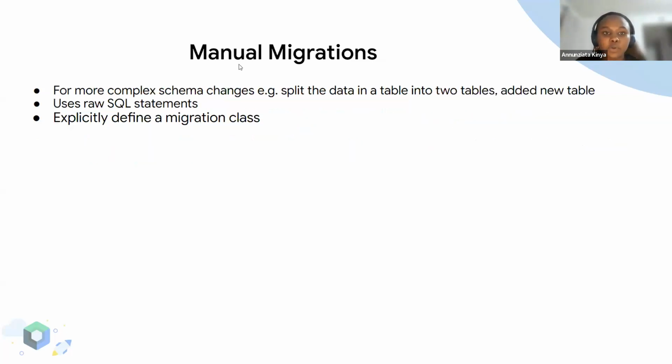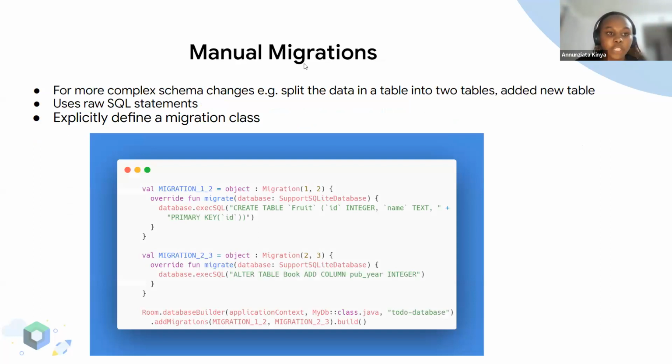So the next bit is manual migration. This works for more complex schema changes. For example, you're trying to split data in a table into two tables, or you're trying to add new tables to the table that was existing. For this, you have to use raw SQL statements to actually tell Room how to do the migration.